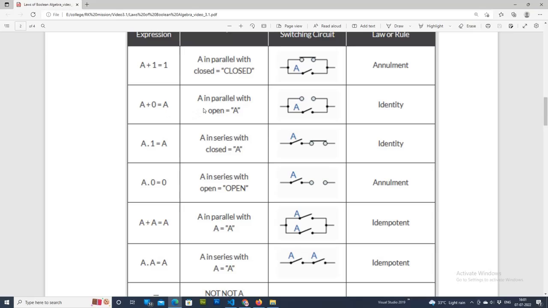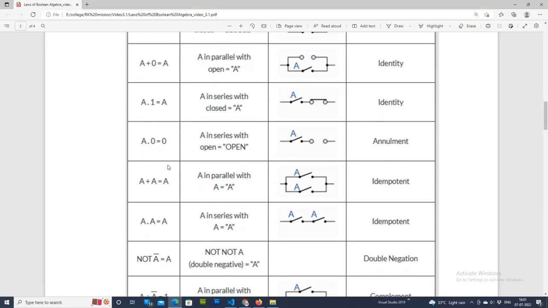So in the second one we have A plus 0 equal to what? A. A is in parallel with open. So here we have an open circuit and its gate is also open, so it's identity. Okay, so A times 1, or A dot 1, we can say that A dot 1 equals A. A is in series with closed. So here we have a switch and it's a closed circuit, so it's also an identity. So A dot 0 equals 0. A in series with open equals open. It's a completely open circuit, so it's annulment.